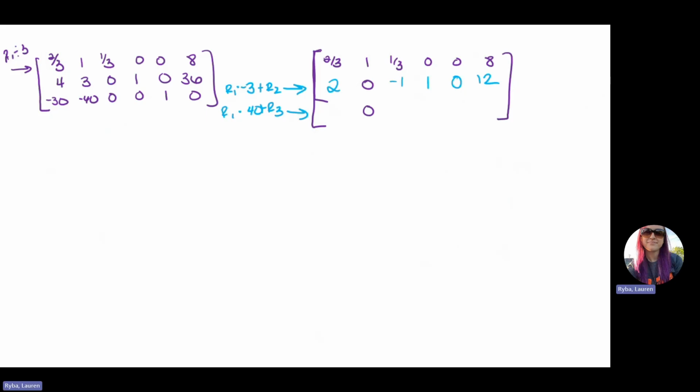Okay, and then I'm going to repeat that whole process, multiplying the first row by 40. So that's 80 over 3. 80 over 3 minus 30 leaves me with negative 10/3.